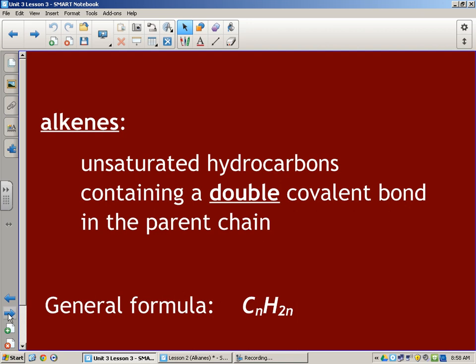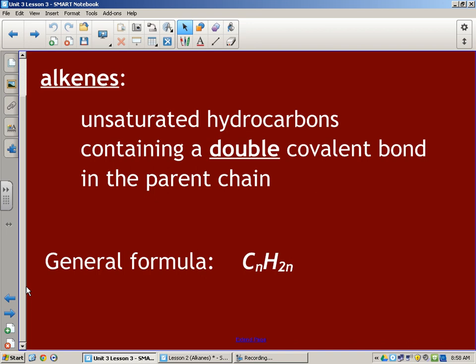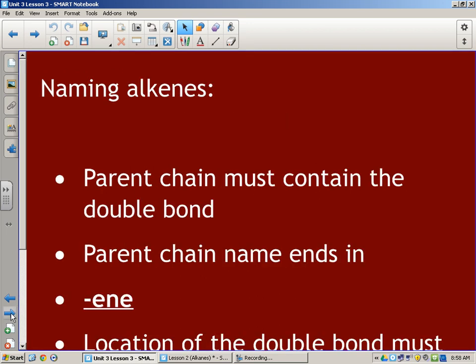Like I said, I think I suggested to you guys yesterday, maybe make a sheet for each one. Maybe an example, maybe a general formula, unsaturated, what kind of physical properties they have, etc. Unsaturated hydrocarbons containing a double covalent bond in the parent chain. The general formula, because you have that double covalent bond, you are getting rid of two hydrogens. Because you're getting rid of two hydrogens, that's where you're getting those two extra electrons to form that double bond there. Okay?